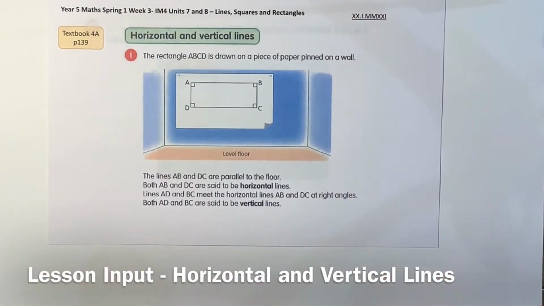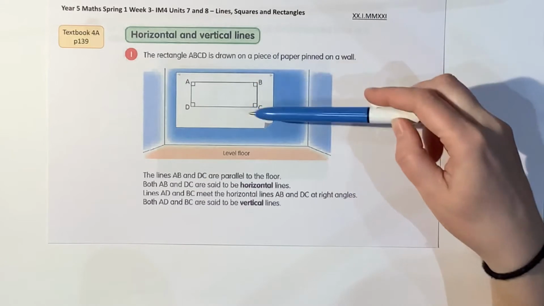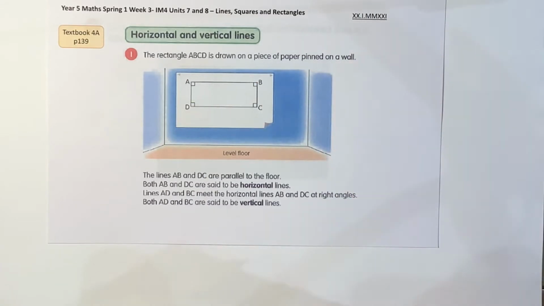Right, we've talked perpendicular and parallel. We are going to move on to look at horizontal and vertical. We'd mentioned them earlier in the week, so I think probably you might already have a good idea about them. We've got a rectangle here, ABCD. It's drawn on a piece of paper and it's pinned on a wall, okay?